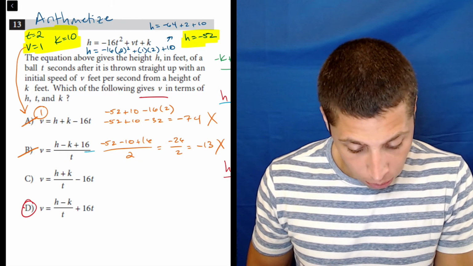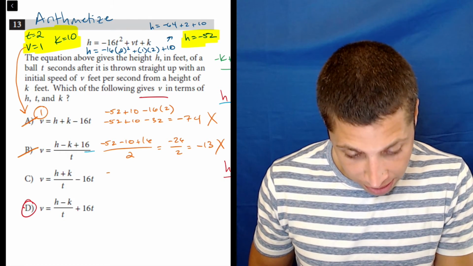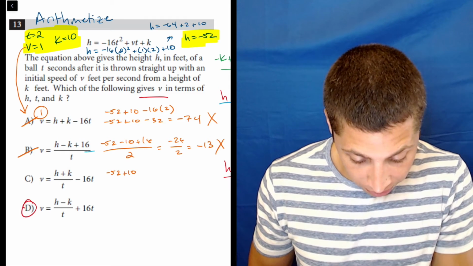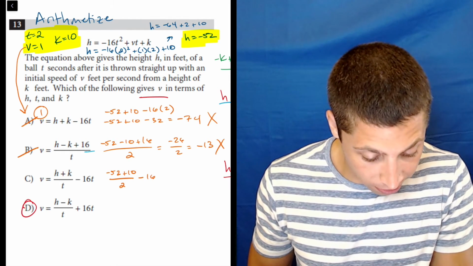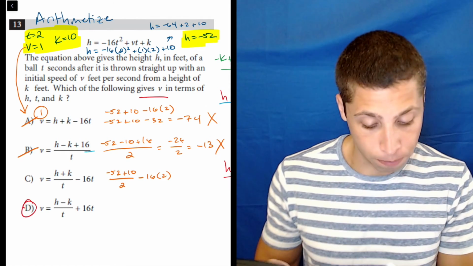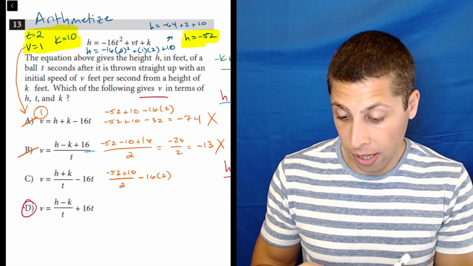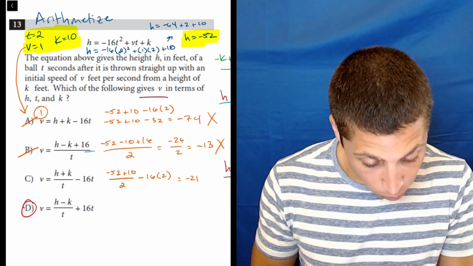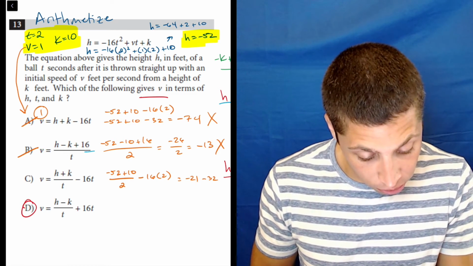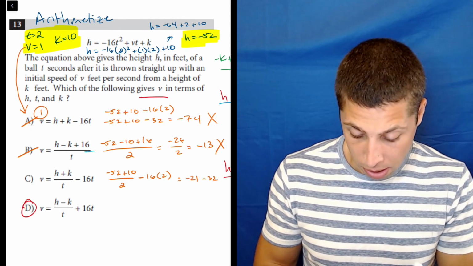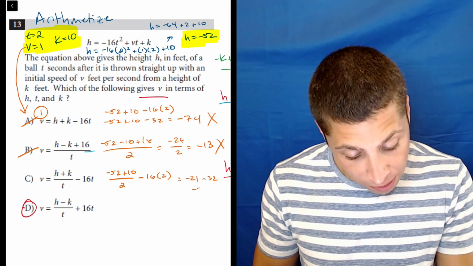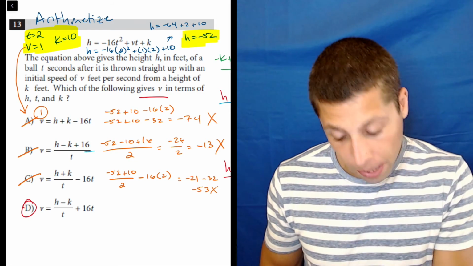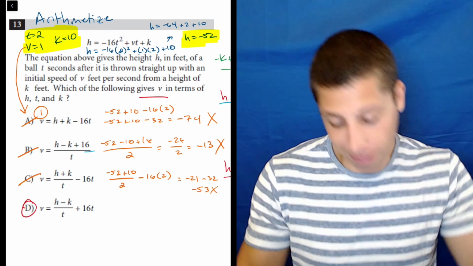Choice C. h is negative 52 plus 10 divided by 2 minus 16 times 2. Negative 52 plus 10 is negative 42, divided by 2 is negative 21, minus 32. I can see that this is wrong because it gives me negative 53. And we know D is the answer, but let's just prove it here.